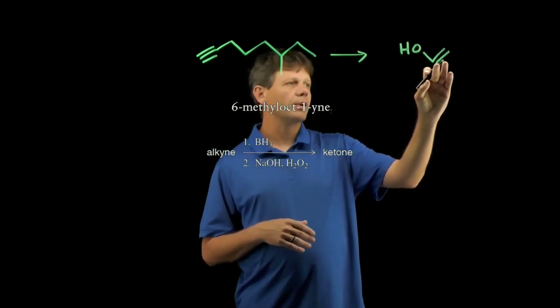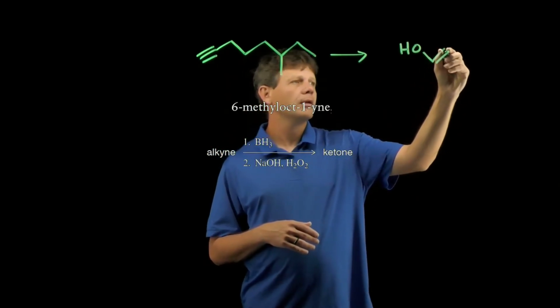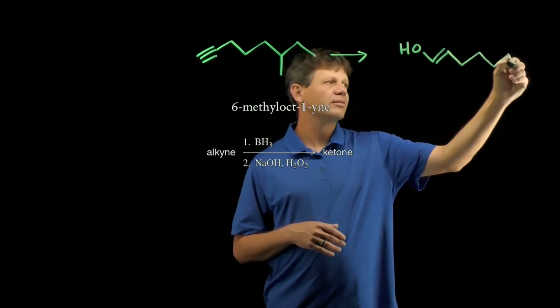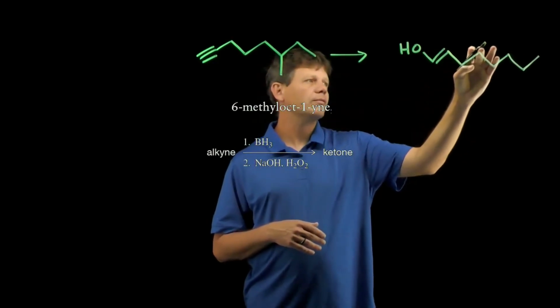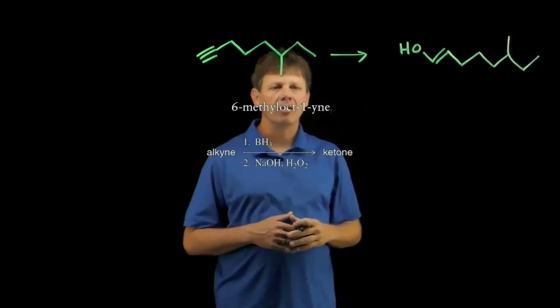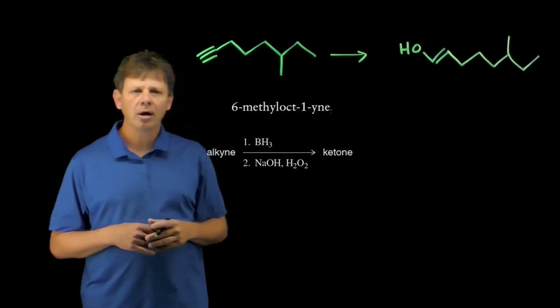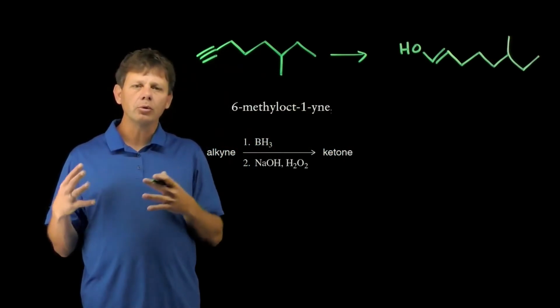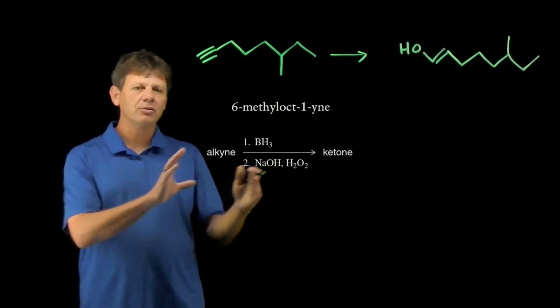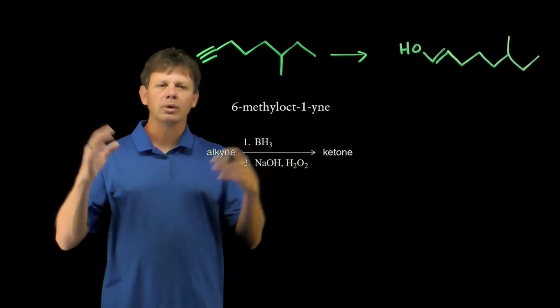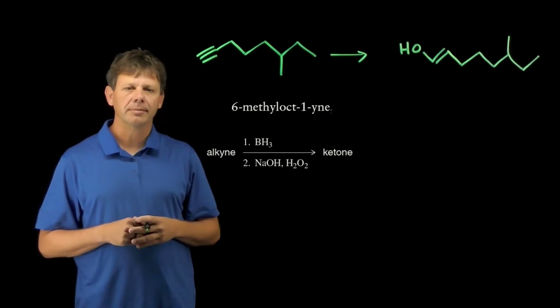Let's make sure we have the correct number of carbons. We've got 1, 2, 3, 4, 5, 6, 7, 8. 1, 2, 3, 4, 5, 6. So we take a lot of care to make sure we've got the number of carbons correct. We want to make sure that we don't lose points on an exam, not because we don't understand the chemistry, but because we leave out a carbon. So always be careful about that.